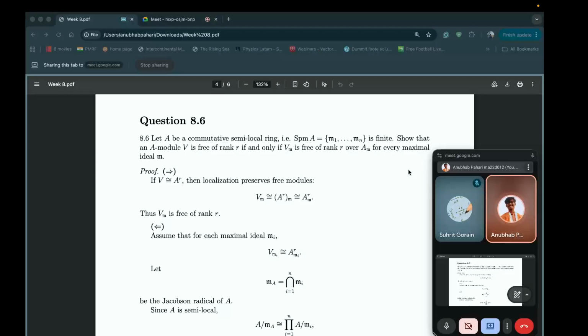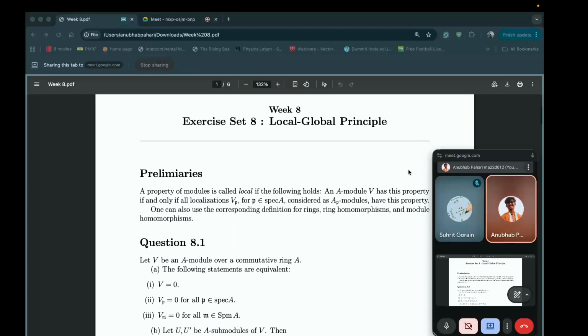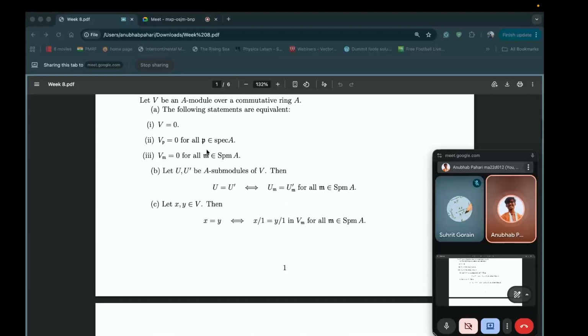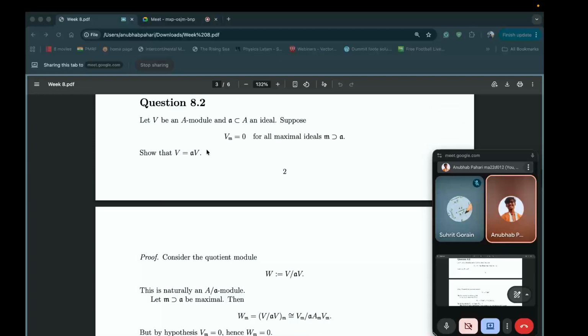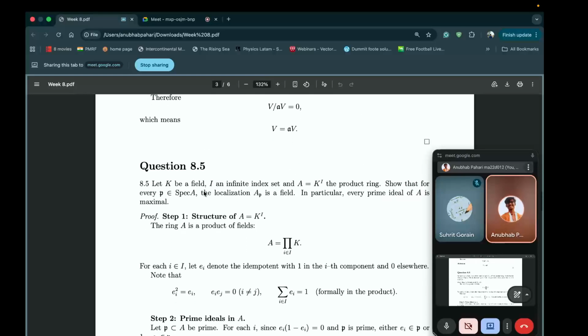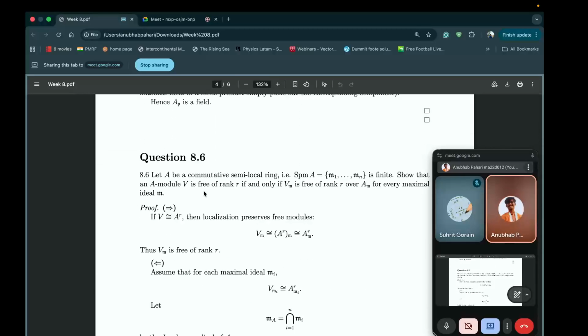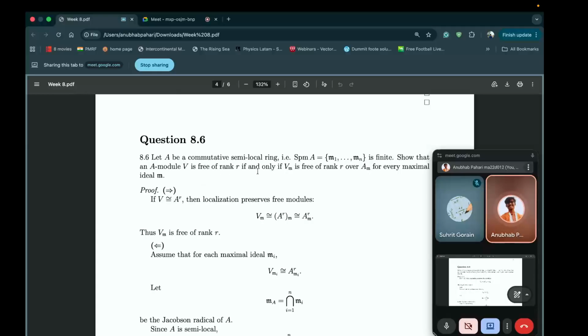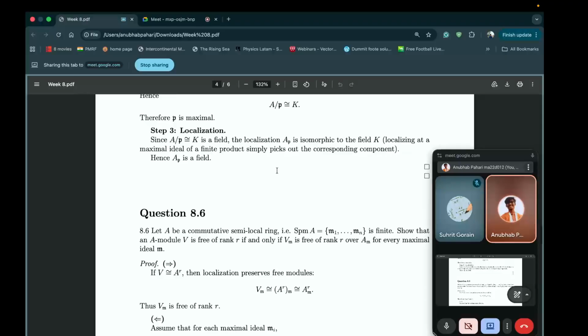So in a sense, the problems we are doing address this: a property of a module is called local if and only if the property holds for all localizations. So you see that being zero is a local property, this kind of equality is a local property, and here also the freeness of a module is a local property. So again you should try this for 5 minutes, then we'll start discussing this.